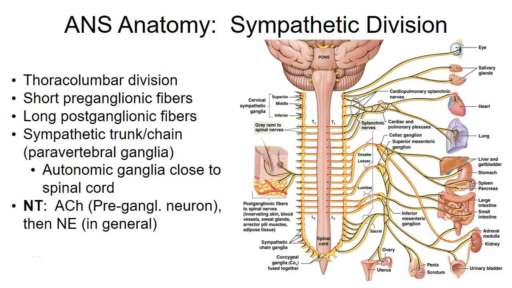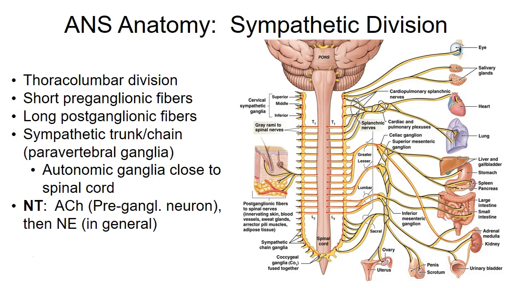Yeah. All right. So here, once again, it's kind of flipped from what we saw with the parasympathetic, right? We have short preganglionic neurons, long postganglionic neurons, and the ganglia associated with the sympathetic nervous system are right next to the spinal cord. Sometimes they're located in chains, and you can see that in some of the models in the lab. So we can call this a sympathetic trunk or chain.